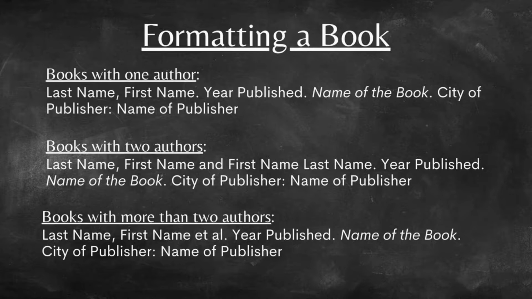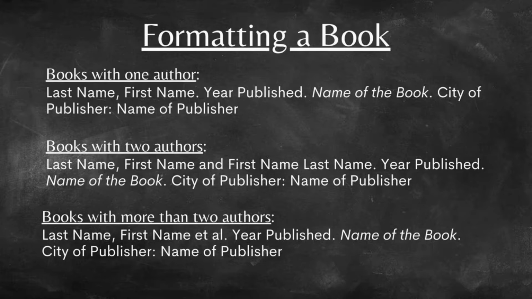Then we move on to formatting a book. So this is done in 3 different ways based on the number of authors of your reference. So with just one author, you would do the last name, comma, first name. You would give the year it was published. You would give the name of the book and italicize that book name. Then you would give the city of the publisher, colon there, and then the name of the publisher.